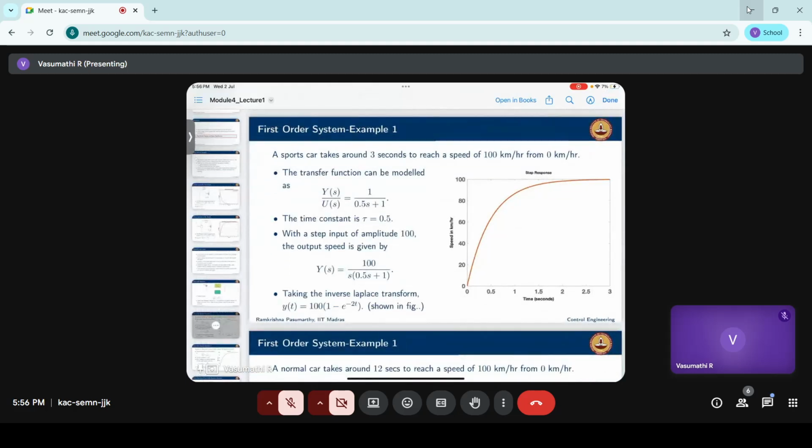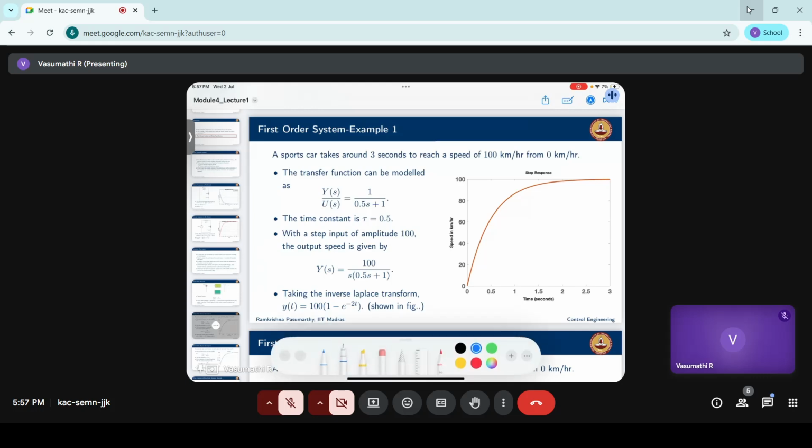Suppose in this question we are given a transfer function, a reference and an output. How do we find at what time it will get the output? Here we are saying that it takes 3 seconds to get 100 kilometers per hour speed. How do we calculate the time through this transfer function?